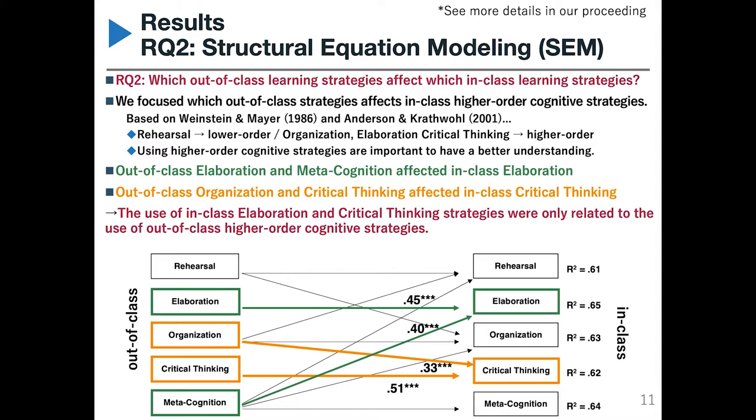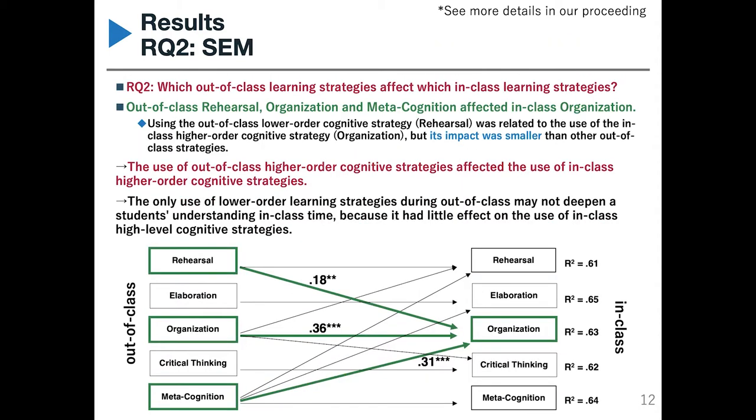As a result, we found that out-of-class elaboration and metacognition affected in-class elaboration. In addition, out-of-class organization and critical thinking affected in-class critical thinking. From this, we found that the use of in-class elaboration and critical thinking strategies was only related to the use of out-of-class higher-order cognitive strategies. In addition, out-of-class rehearsal, organization, and metacognition affected in-class organization. Using the out-of-class lower-order cognitive strategy, rehearsal, was related to the use of the in-class higher-order cognitive strategy, but its impact was smaller than other out-of-class strategies.